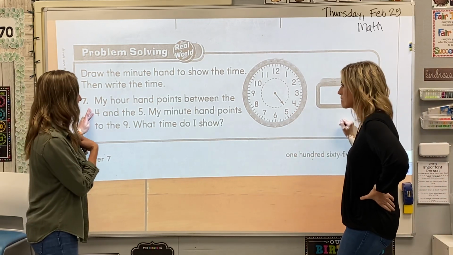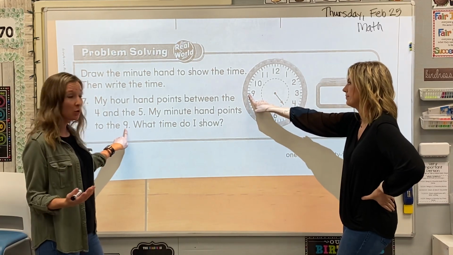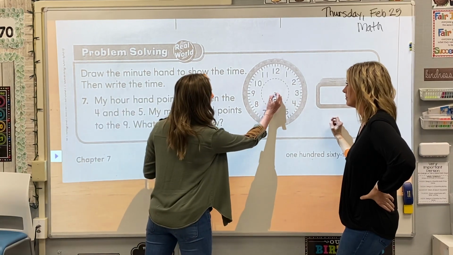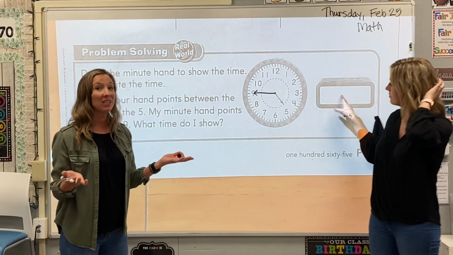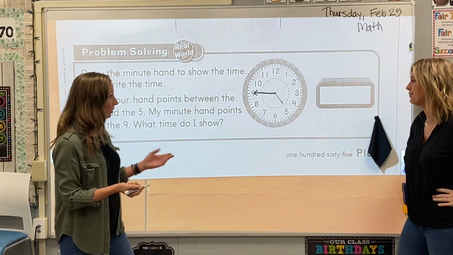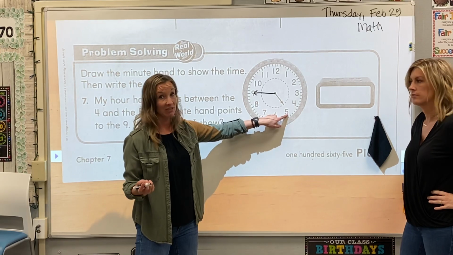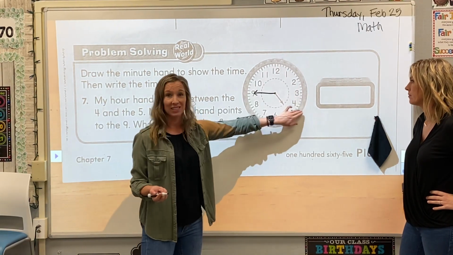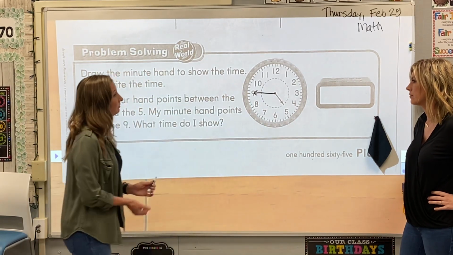My minute hand points to the 9. What time do I show? Well, I think that we need to draw that minute hand all the way to the 9, and then we need to figure out what time it is. Well, we know that it's between the 4 and the 5. It has not got to the 5 yet. So I know that the hour is still 4, and then I need to use my skip counting all the way around to the 9 to get my answer.